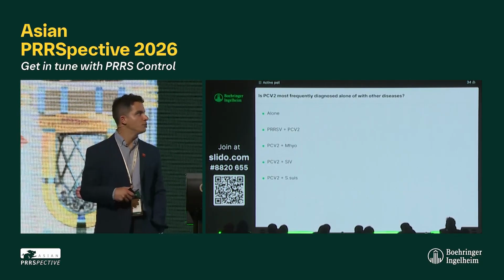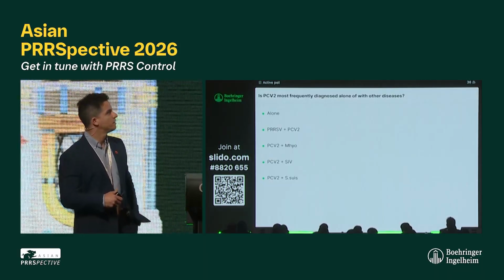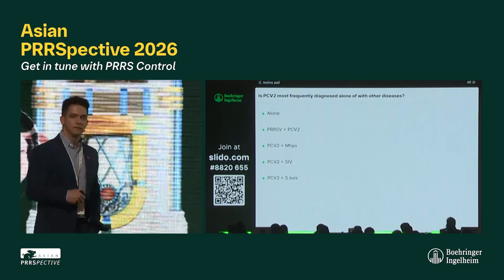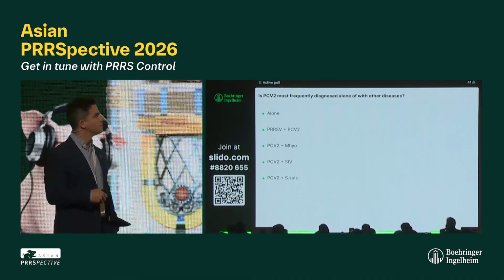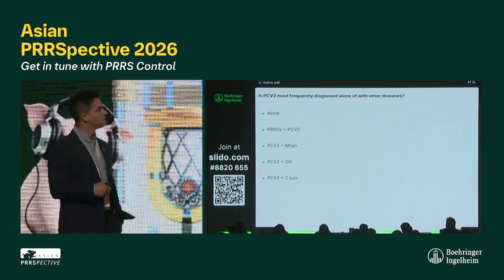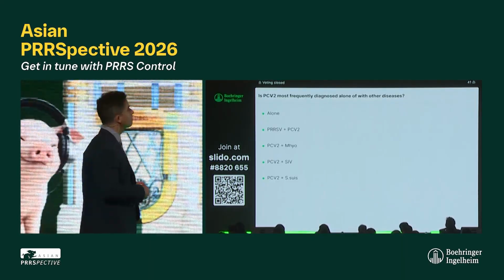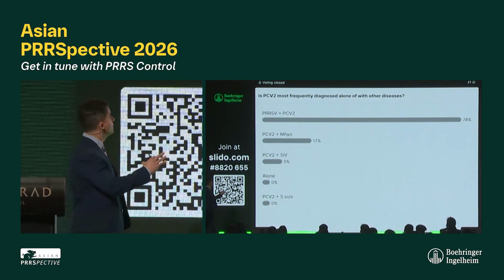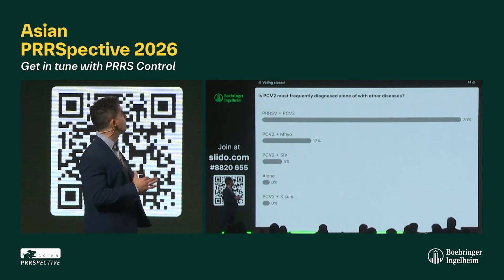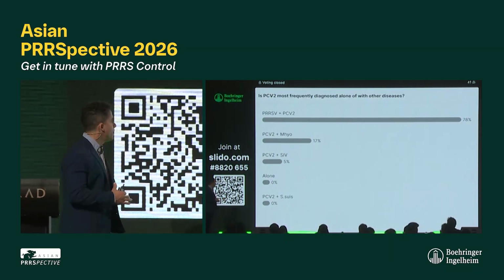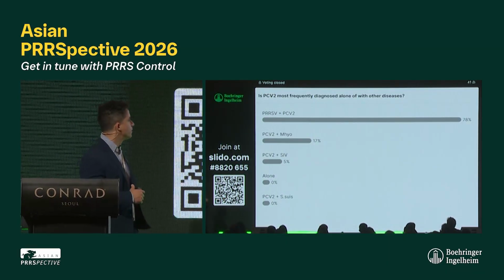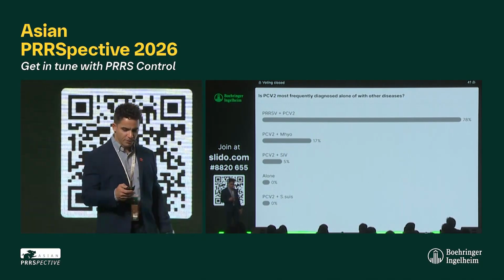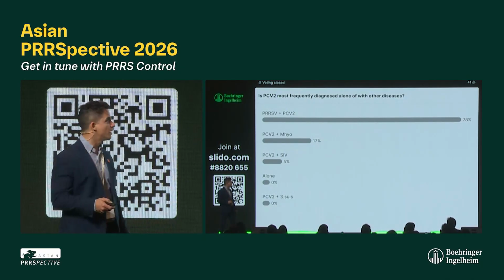If you guys can put it on the results screen already, we can keep talking about it. So most of you think that the most common find would be PRRS with PCV2, and we'll see the results of that in a little bit. Alone, 0% over here. So we'll talk a little bit about that in the next few slides.